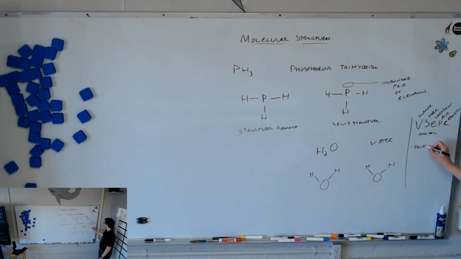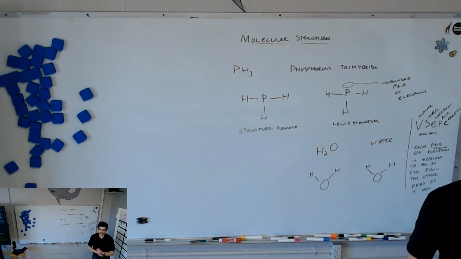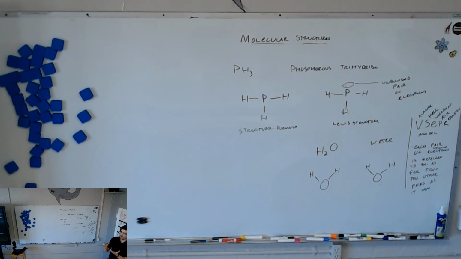Each pair of valence electrons is repelled to be as far from the other pairs as it can. So they stay as far away from each other as they possibly can, but still being in the same shell. And that's why we get these shapes.